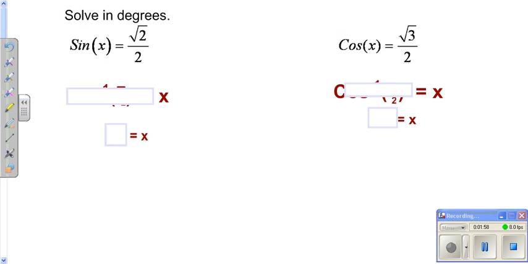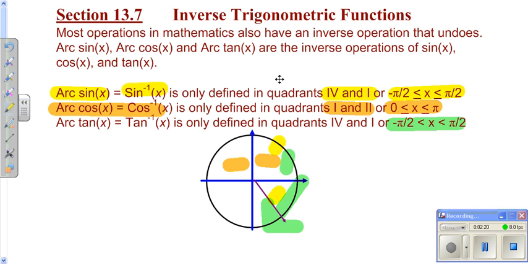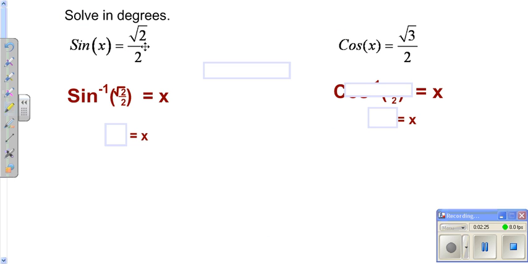So let's take a look at a couple of problems. We need to solve, and in this case it says for degrees. So they're not looking for radians, they're looking for degrees. This problem here could be written as this and mean the exact same thing. Both of these statements are identical in meaning. But the sine of what angle is root 2 over 2? And since it's capital sine, that means you need to be dealing with quadrants 1 and 4. So in quadrants 1 and 4, when is sine equal to root 2 over 2? Well, that's just 45 degrees. It's one you're supposed to have memorized.